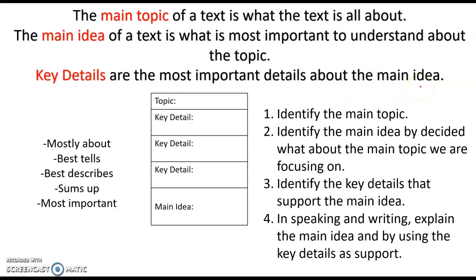So the first thing that we want to do is identify that topic. Then we want to identify the main idea by deciding what about the main topic we're focusing on. Then, of course, we identify the key details that support the main idea. And as always, in speaking and writing, we explain the main idea by using the key details as support.